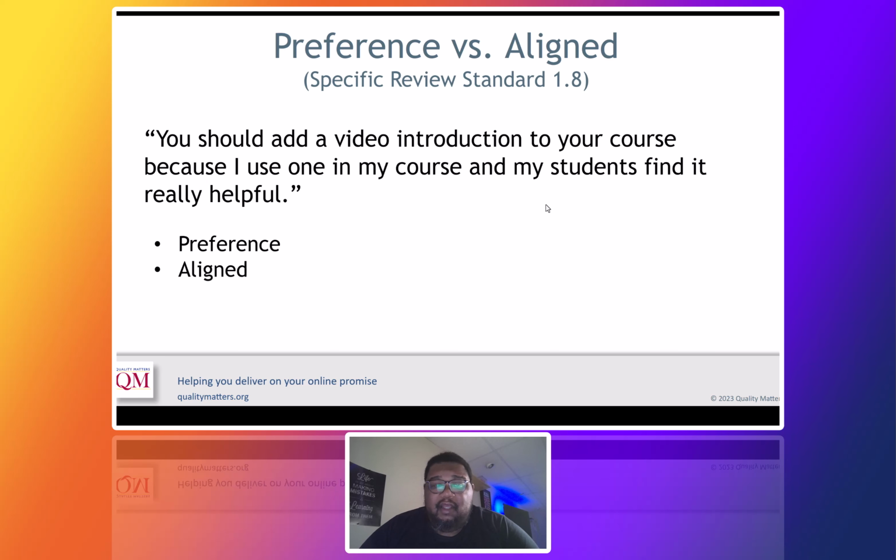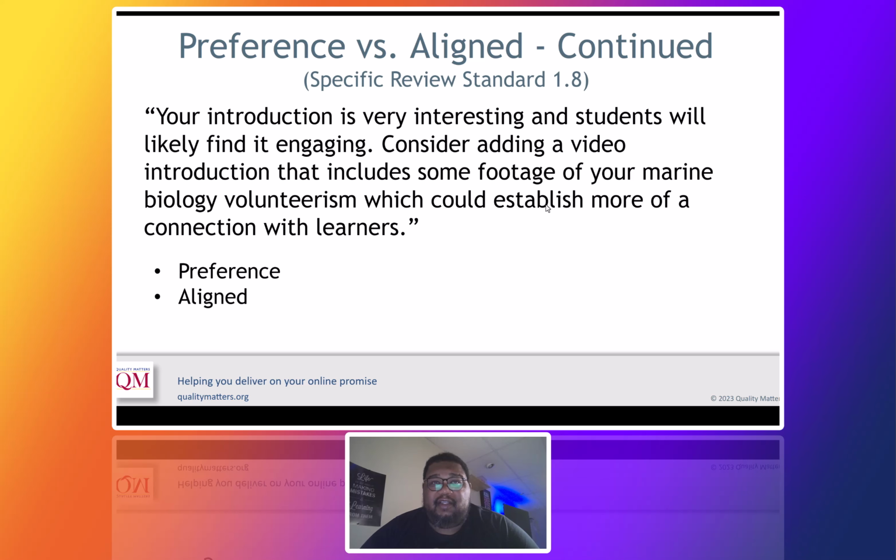Now, let's take a look at another suggestion for improvement. And using specific review standard 1.8 and its annotation, let's decide if this is a preference or aligned. Correct. This is aligned. The suggestion for improvement is aligned with the annotation in specific review standard 1.8.